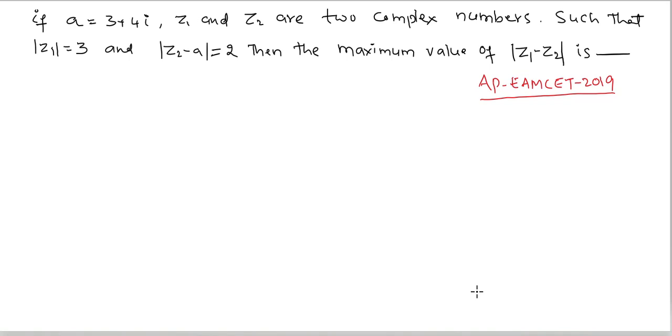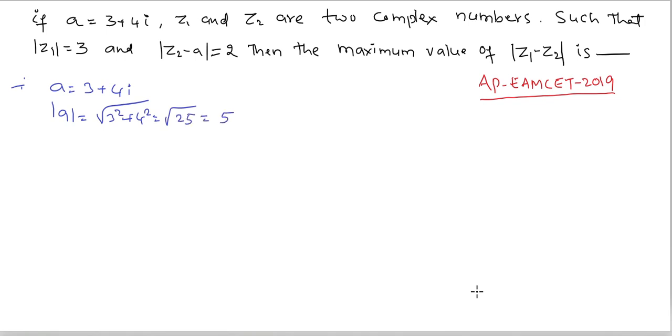If a is equal to 3 plus 4i, and z1 and z2 are two complex numbers such that mod z1 is equal to 3 and modulus of z2 minus a is equal to 2, then the maximum value of mod of z1 minus z2 is dash. We know that here a is given, a is equal to 3 plus 4i. So mod a is equal to under root of 3 square plus 4 square, which is root 25, equal to 5.